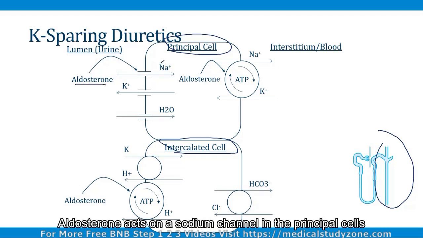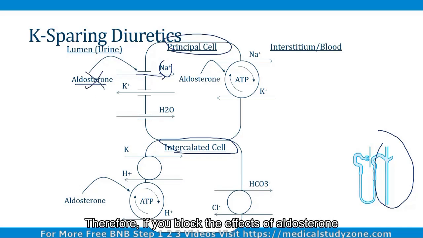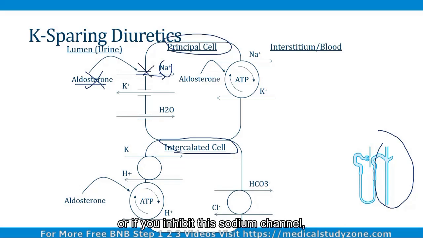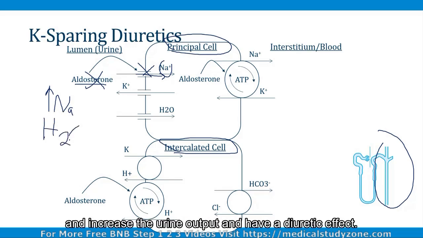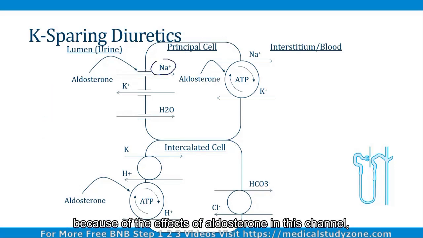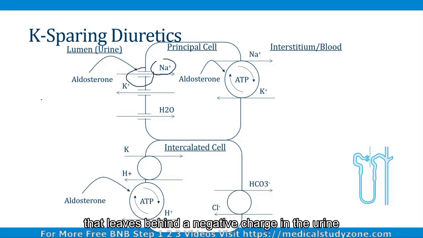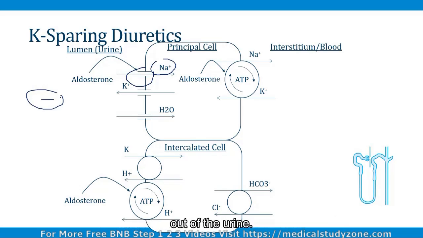Aldosterone acts on a sodium channel in the principal cells to promote the reabsorption of sodium. Therefore, if you block the effects of aldosterone, or if you inhibit this sodium channel, both of these actions will have the same effect. There'll be more sodium in the urine, there'll be less sodium reabsorbed, and when there's more sodium in the urine, that will take water with it and increase the urine output and have a diuretic effect. Now, when sodium leaves the urine because of the effects of aldosterone in this channel, that leaves behind a negative charge in the urine because you're pulling a positively charged molecule out of the urine.